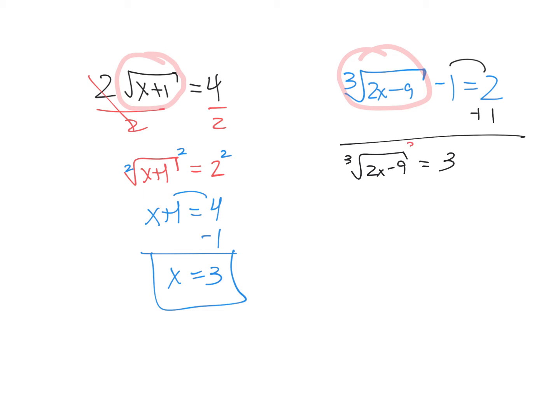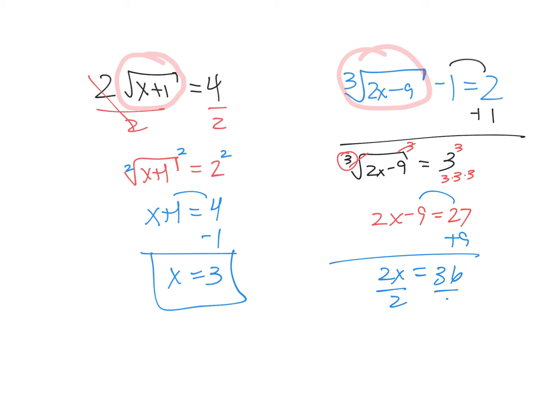Now I can take the power of 3 because it's a cube root, to get rid of this cube root. So I have 2x minus 9 equals 3 to the power of 3. Don't forget that's 27, right? And then now we are going to add the 9 because we're solving for x. So remember, that means that you have to isolate x. And so then we get x equals 18, okay?